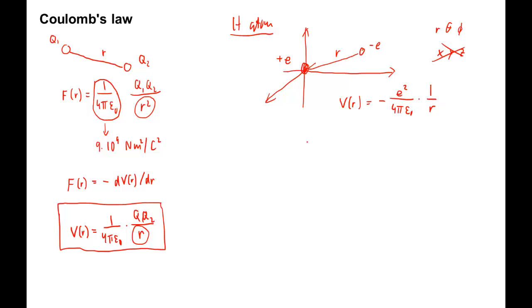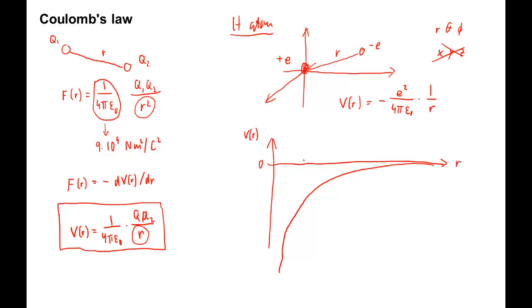Let's plot this function. V of r is negative everywhere. For large r, it converges to 0. For small r, it diverges towards negative infinity. At 0.1 nanometer distance, the value of V of r is approximately negative 14.4 electron volts.